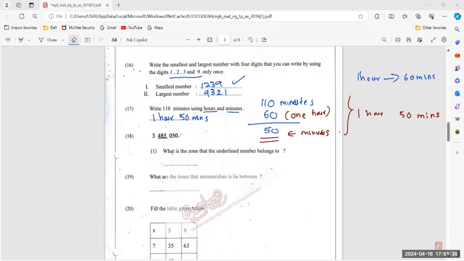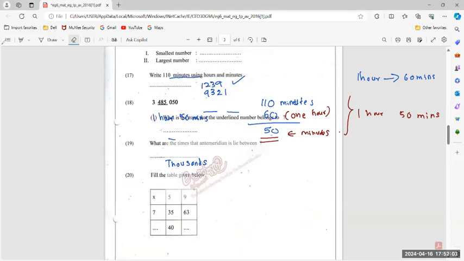3,485,50. What is the zone that the underlined number belongs to? So this zone is unit zone. This zone is thousands zone. So that is thousands zone. What are the times that intermeridian lies between? You can omit that question because we have not learned that one. You can leave that and move ahead.